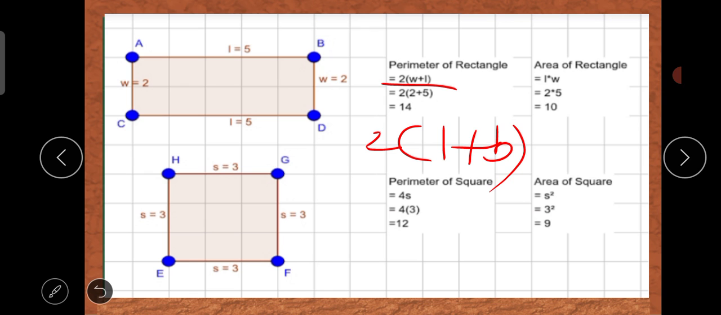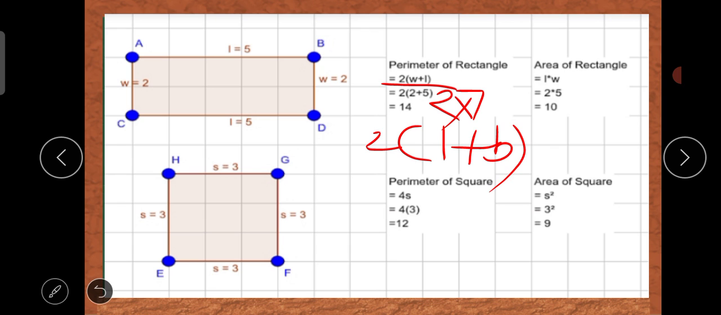So here the width is given. Suppose l is 5 here and the width given is 2. You put the values in this formula, and we get 2 multiplied by (2 plus 5). 2 plus 5 is how much? 7. So 2 is multiplied by 7 and we get 14.